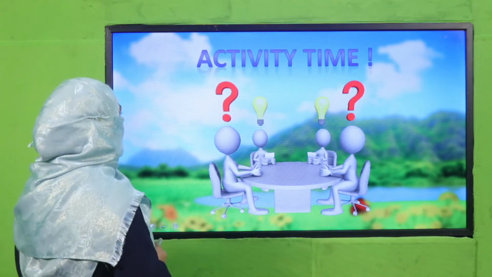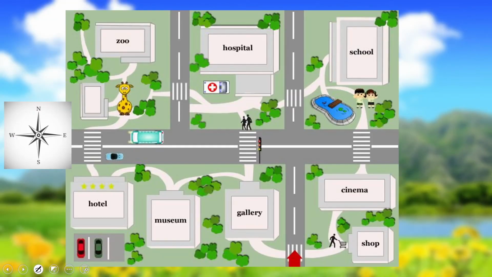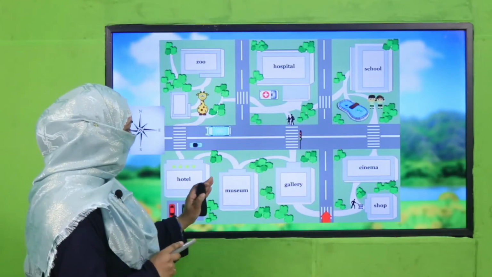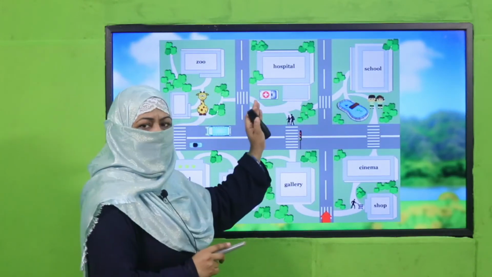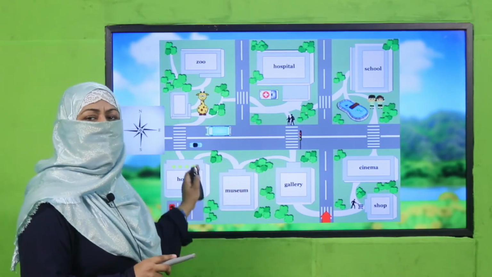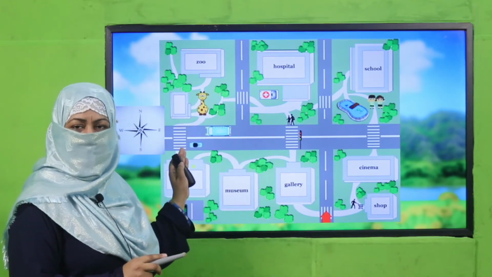So I brought an activity in two parts. In part one, your teacher will show you this picture and the teacher will keep asking, and I request teachers kindly make every child participate, and you may keep asking, for example, what is in the north of the gallery, what is on the west of the museum. This is how you will keep asking every student by showing this picture.